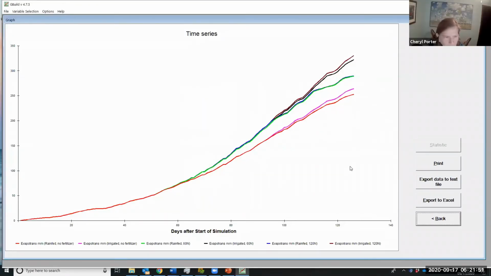Okay, so it looks like the lowest evapotranspiration is from the rain-fed with no fertilizer.